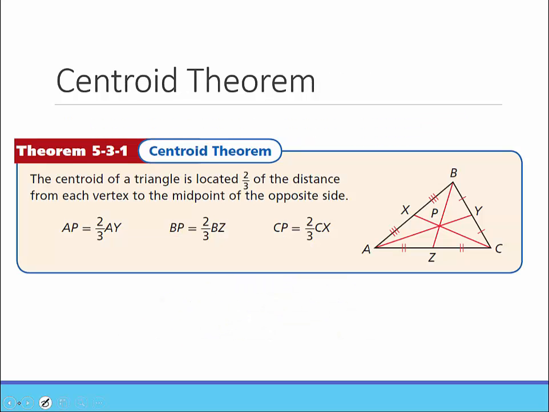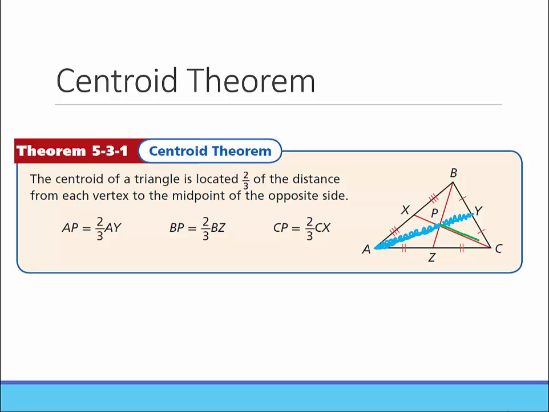Since we're in geometry, we of course have a theorem to go with this, and it says that the centroid of a triangle is located 2/3 of the distance from each vertex to the midpoint of the opposite side. So we have this whole distance here, AY. The distance from A to P, right here, is 2/3 of that whole distance. And then this part right here would be 1/3. And then it's like that for all of the other ones.